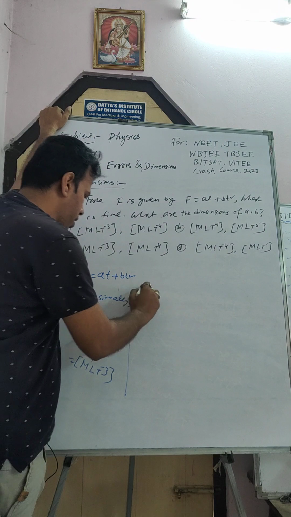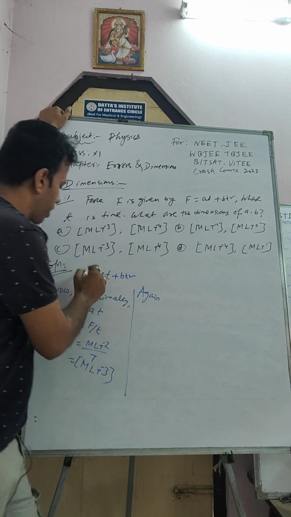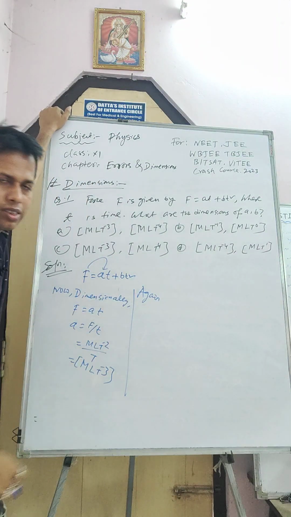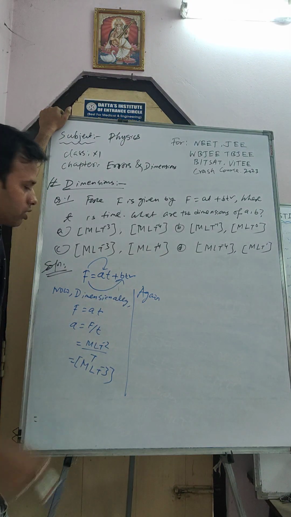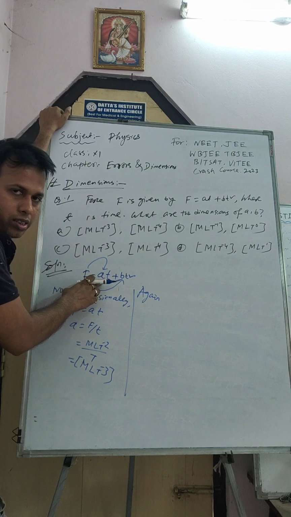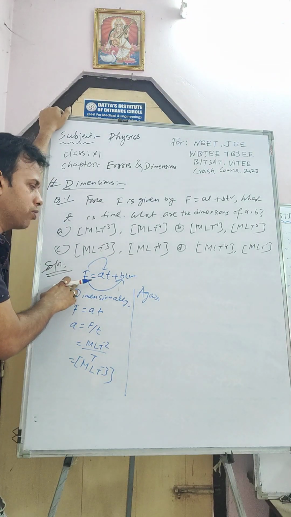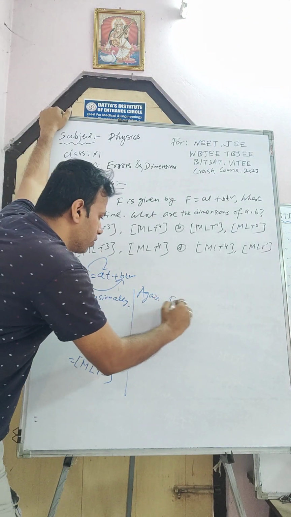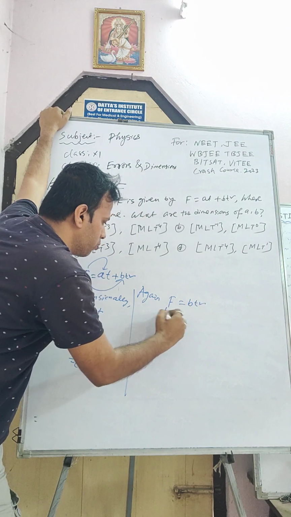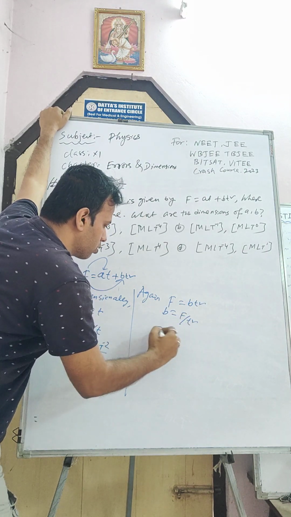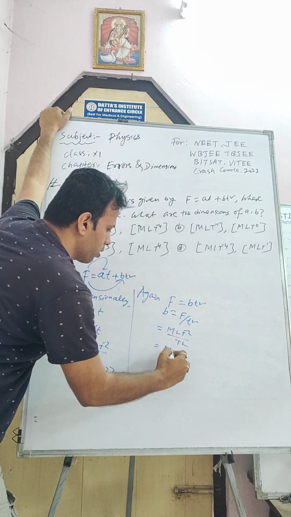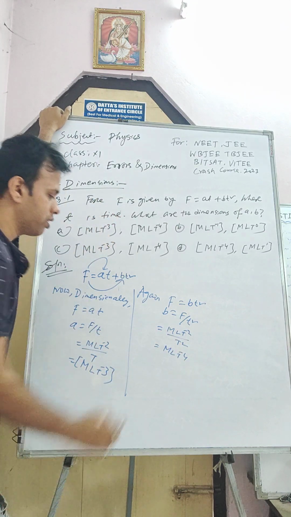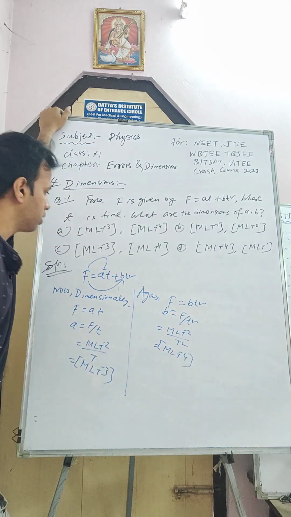Again we can say, if this part is equal to dimensionally this, then this part is always equal to this. If F is equal to BT dimensionally, then F equals BT square. So B will be F by T square. F is MLT minus 2, divided by T square, so MLT minus 4 will be the dimension of B. So which option is correct?